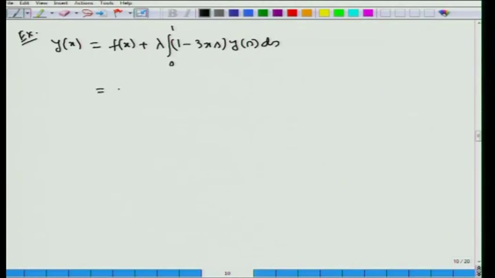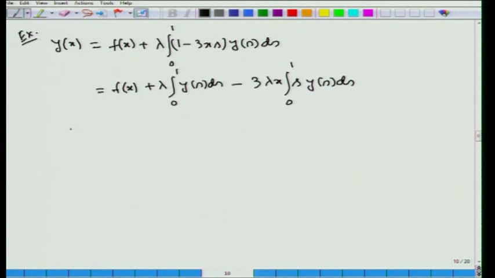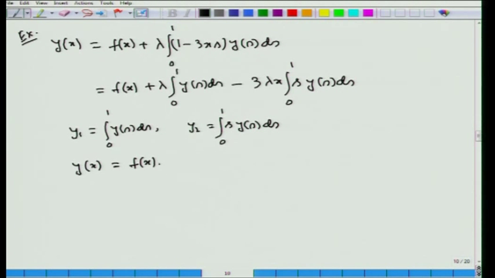So, first of all we can rewrite this equation as f(x) plus lambda integral 0 to 1 y(s) ds minus 3 lambda x integral 0 to 1 s y(s) ds, and defining y1 equal to integral 0 to 1 y(s) ds and y2 equal to integral 0 to 1 s y(s) ds, we can write y(x) equal to f(x) plus lambda y1 minus 3 lambda x y2. So, this is the expression for y(x).